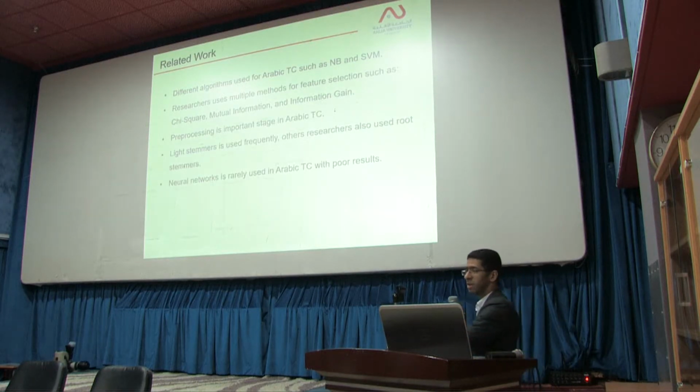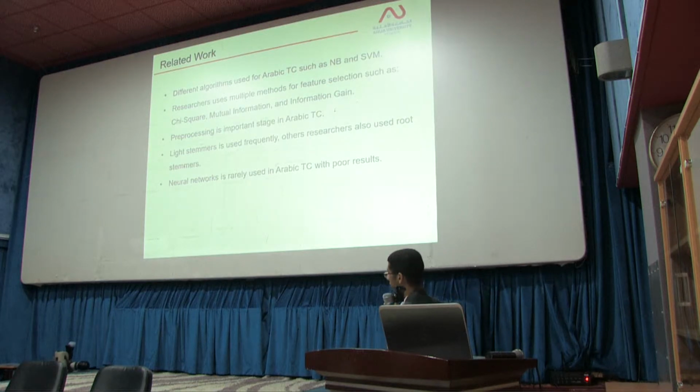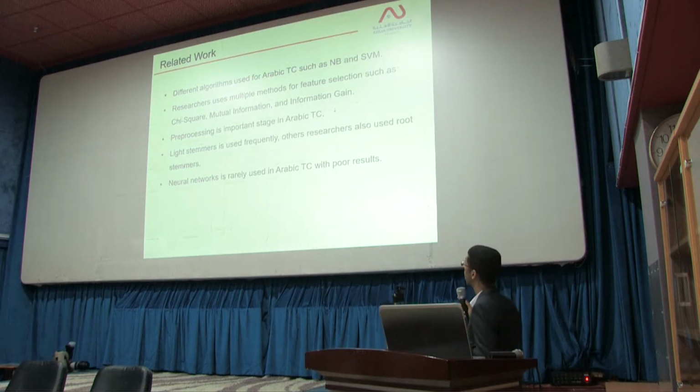The objective is based on the related work. In investigating the related work, I saw there are different algorithms used for Arabic text classification, such as naive Bayes, support vector machines, decision trees, logistic regression, and many more. There are even variations of these techniques, for example multinomial naive Bayes and Gaussian naive Bayes. So many algorithms are applied for Arabic text classification.